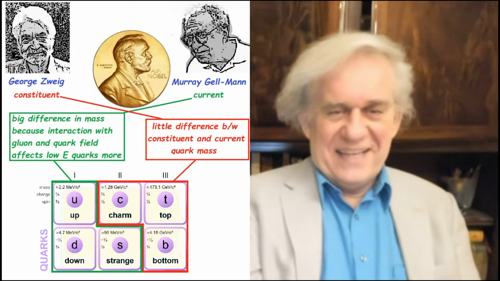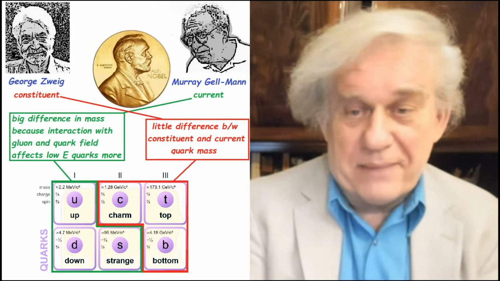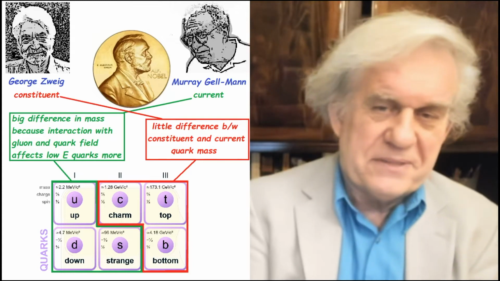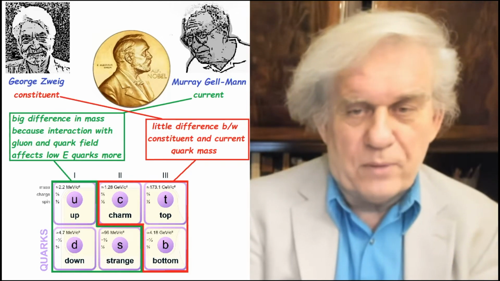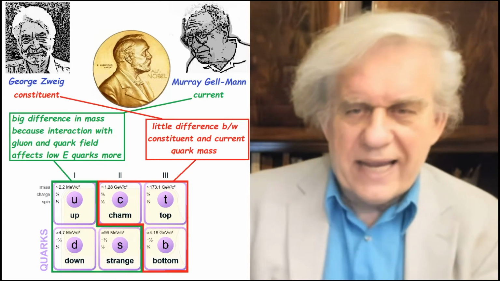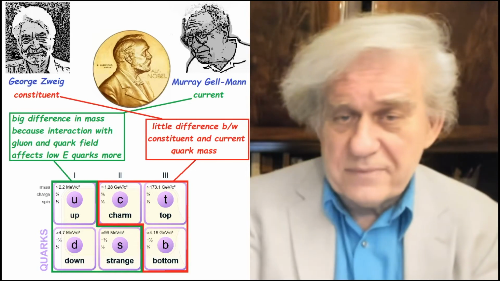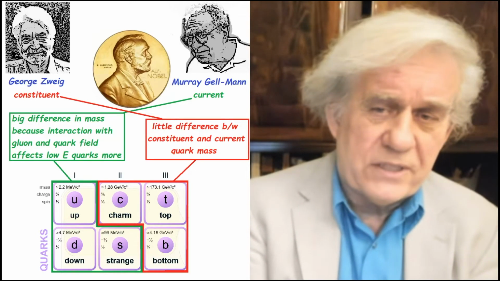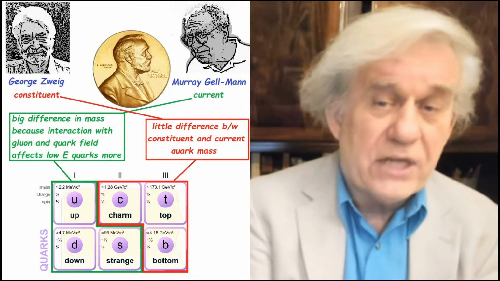Okay, and one of the issues there, and maybe that's why they gave the Nobel to Gell-Mann, is that there was an issue in the difference of what they were proposing, and I don't think Zweig got the hang of that, and maybe that's why he didn't get the Nobel. Okay, and it's that Gell-Mann had a notion of what is known as the current quark, whereas Zweig had the notion of a constituent quark.